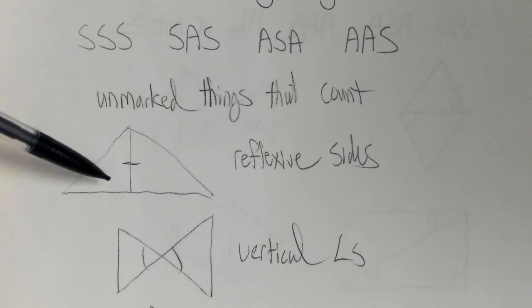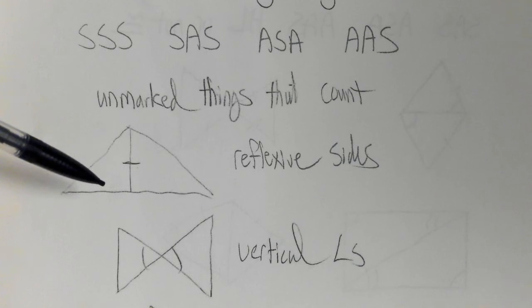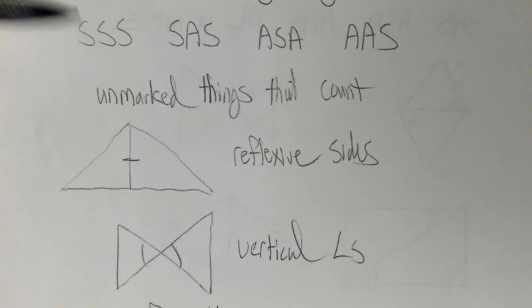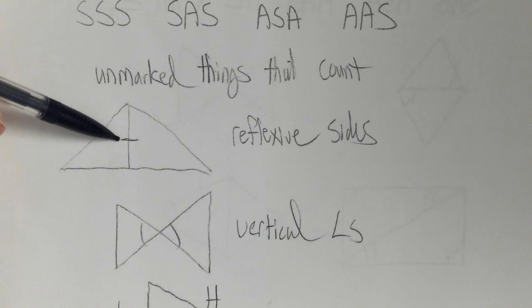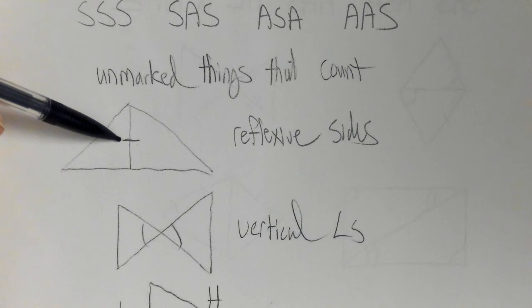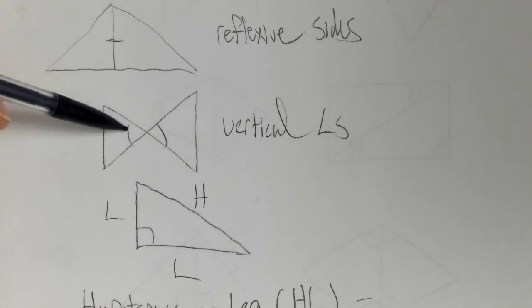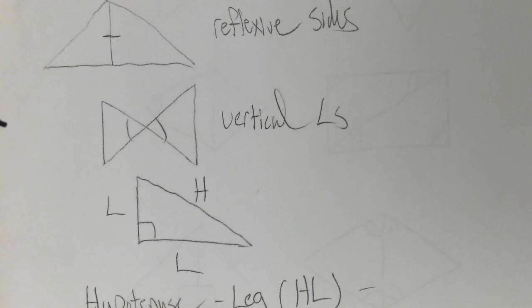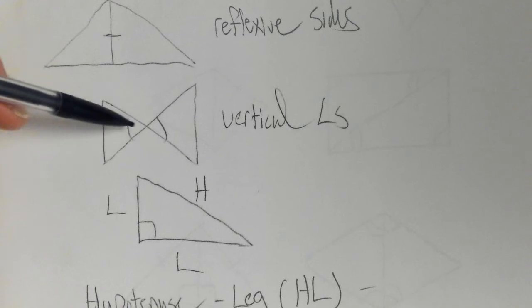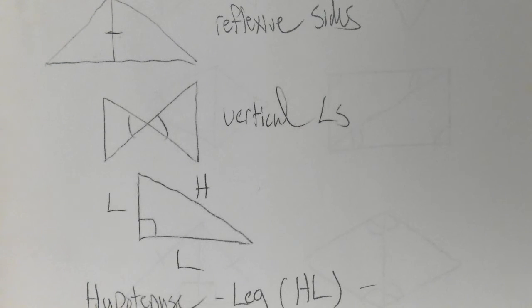Okay, the other thing, also just to kind of recap, we talked about unmarked things that count. In other words, sometimes you may just see two things marked, but remember there are some unmarked things that you got to be aware of, like reflexive sides would count as a congruent piece to both triangles, and vertical angles would be considered another unmarked thing that would count as a congruent angle.